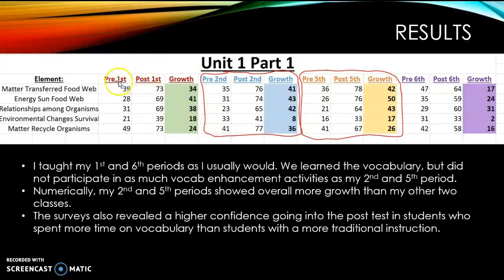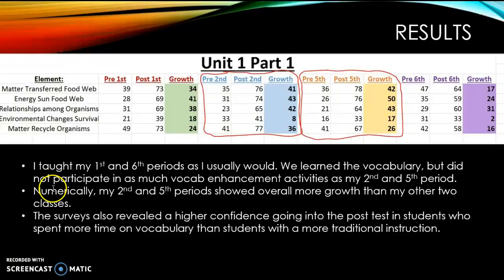So I broke it down by period. The average score on these different elements in my first period, you can see right here. For the post test, here's their average on the post test, and then I had it give me the growth. As you can see, my second and fifth periods here actually had a higher average growth. Now obviously you can see that there are some elements that they might not have had the highest growth on, but overall, they definitely showed a higher growth in each element.